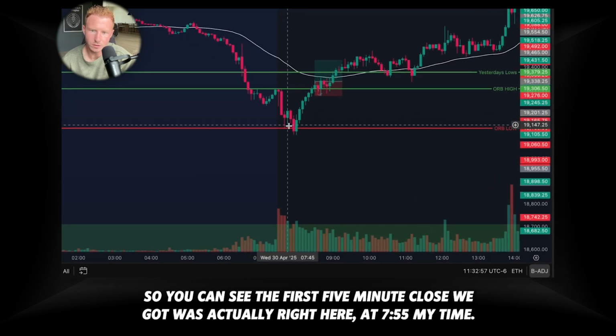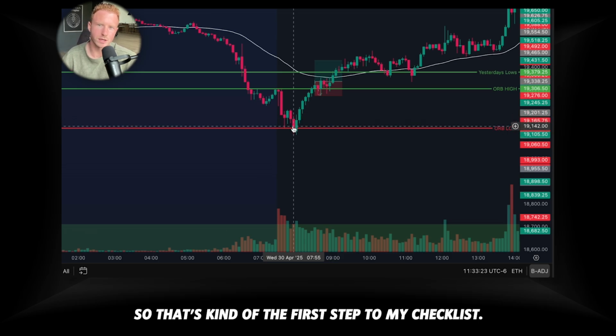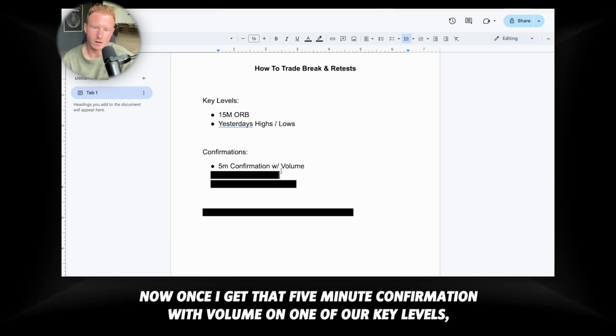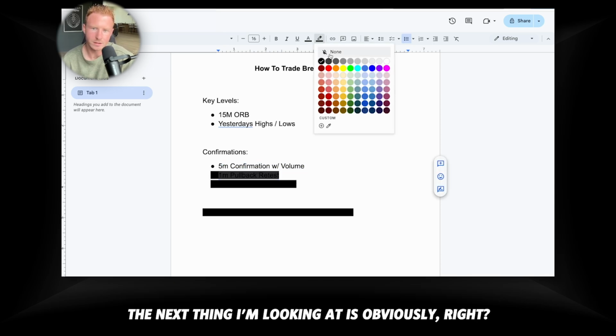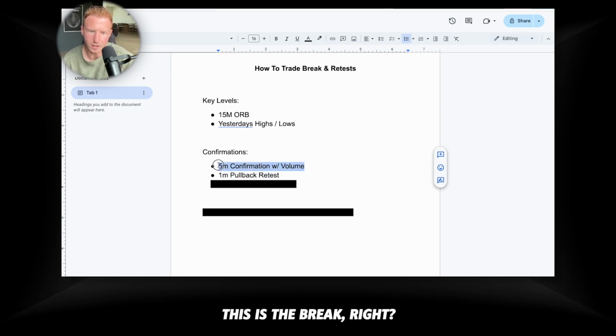So you can see the first 5-minute close we got was actually right here at 7:55 my time. So that's kind of the first step to my checklist. Now, once I get that 5-minute confirmation with volume on one of our key levels, the next thing I'm looking at is obviously, right? This is the break. We're doing a break and retest.